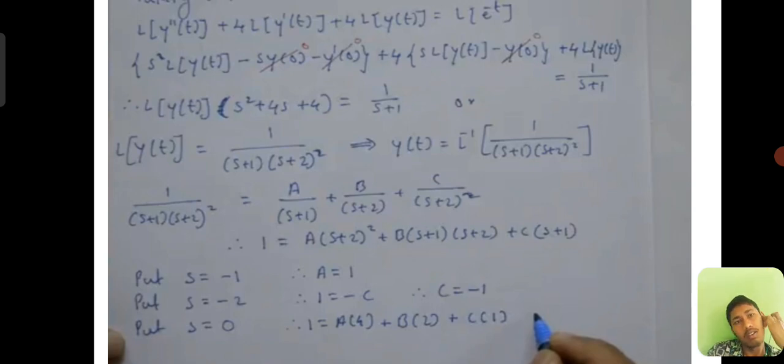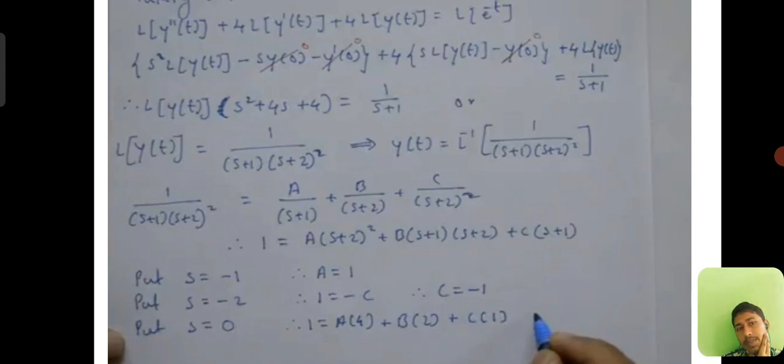By applying it in this equation, we get 1 equals a into (minus 1 plus 2) whole square, which is a square, plus b into (minus 1 plus 1), which becomes 0, and in the place of c, s plus 1, minus 1 plus 1 becomes 0, so that a equals 1. Put s equals minus 2 in the above equation: 1 equals a into (minus 2 plus 2), which becomes 0, and b into (minus 2 plus 2) becomes 0. In the place of c, minus 2 plus 1, we get minus 1. So c equals minus 1.